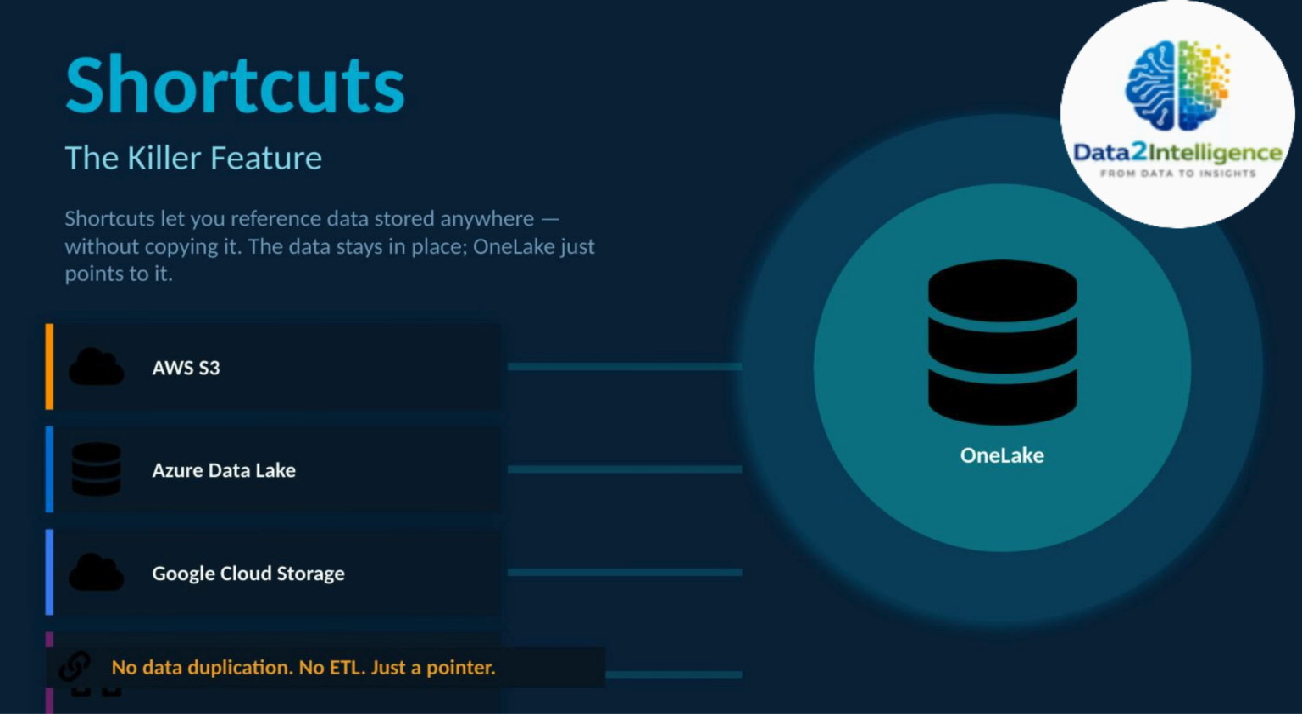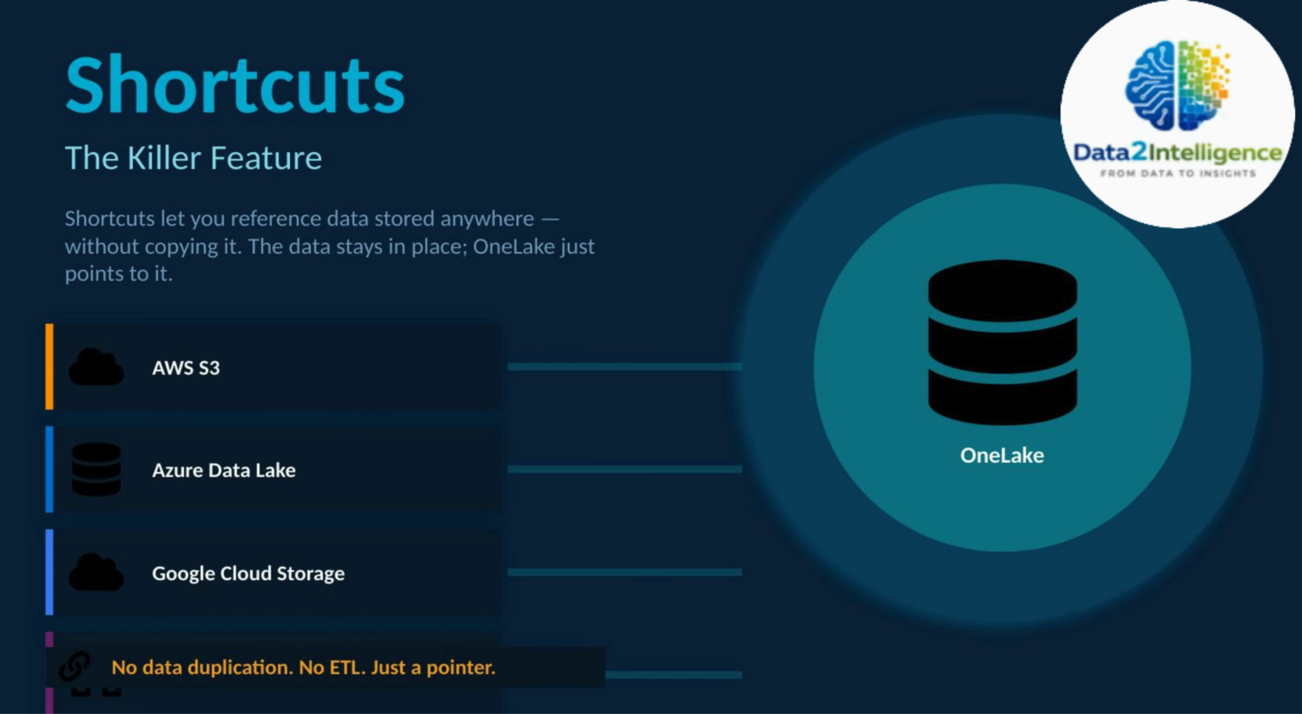OneLake is the foundation of Microsoft Fabric and acts as a single unified data lake for your entire organization. Think of OneLake as OneDrive for your data. It is built into Microsoft Fabric by default, so there is no need to set up or manage complex infrastructure. OneLake is built on Azure Data Lake Storage Gen 2.